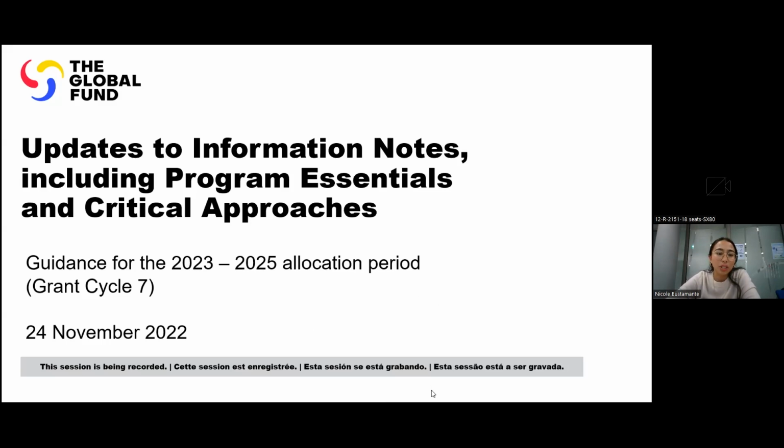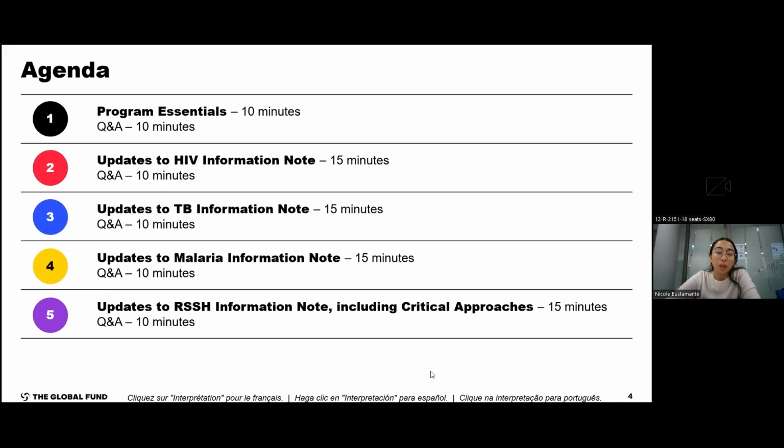There will be 5 sections, which you'll see in the next slide, during the presentation, detailing the updates to each of these information notes. We will also introduce 2 new approaches, which include program essentials and critical approaches. The time allotted for each session is listed on the agenda slide here, and each section will be followed by 10 minutes of Q&A. We invite all attendees to enter any questions that they may have in the chat, and we will collect these. I will now hand over to our first section on program essentials.